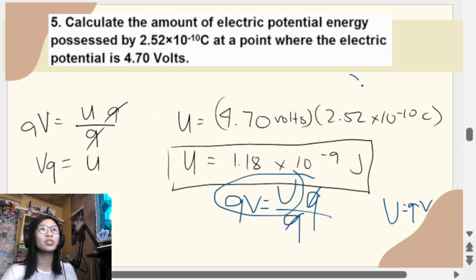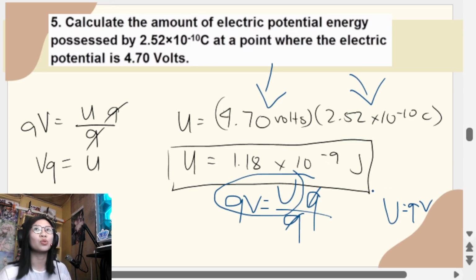So your charge is 2.52 times 10 raised to negative 10, and we have 4.70 as our potential. Multiplying both, we have 1.18 times 10 raised to negative 9 joules, because we are finding the electric potential energy, so that is in joules.